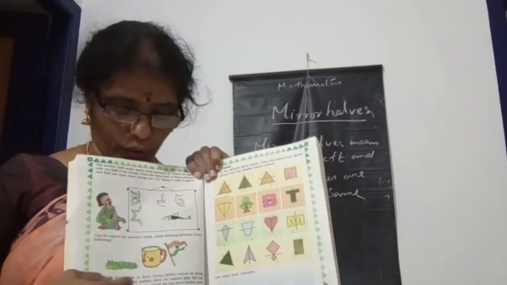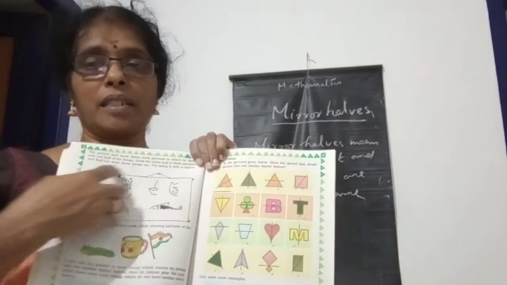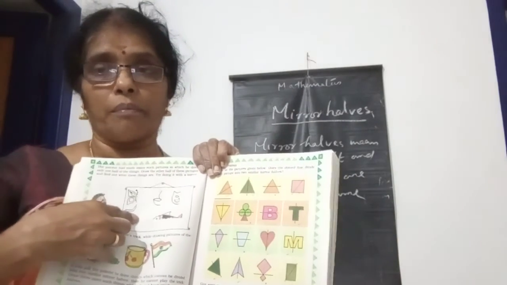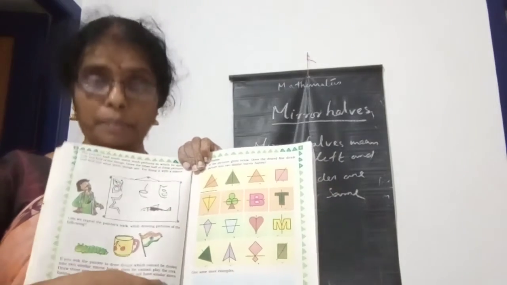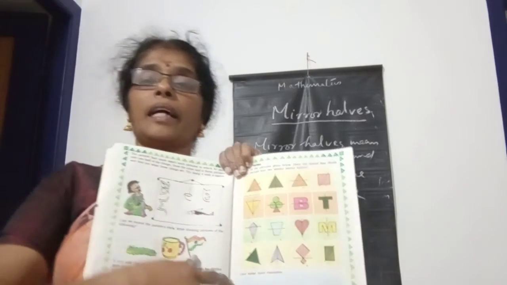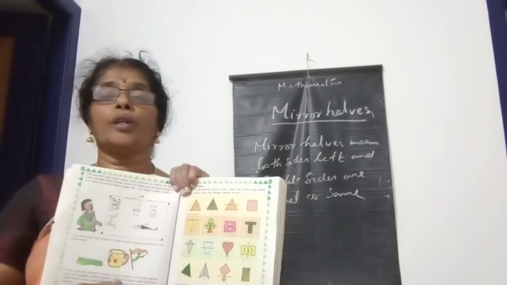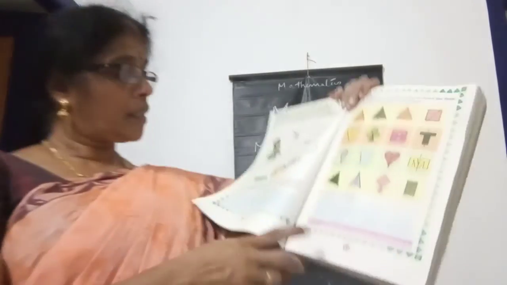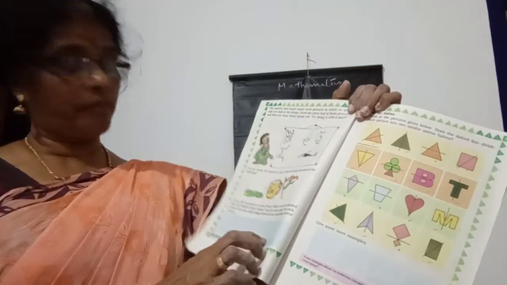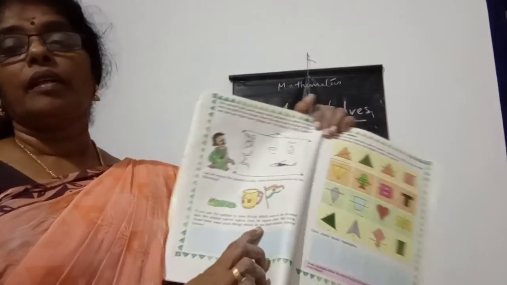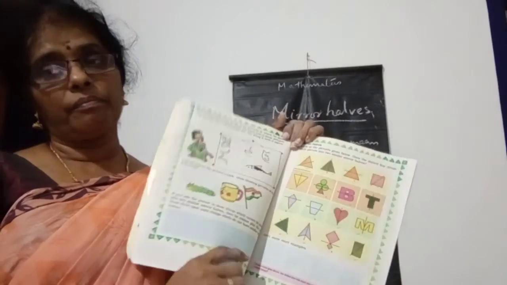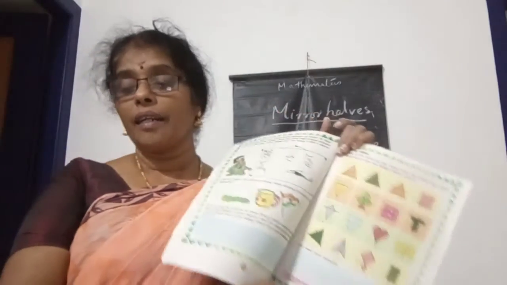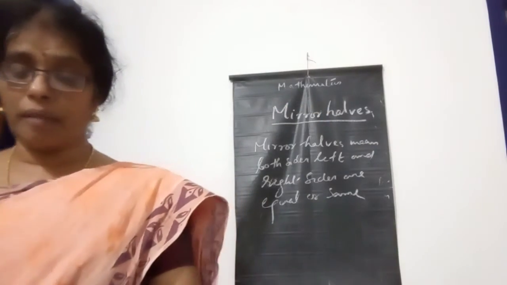So you have to draw here. You have to complete this picture. And here some space is already given. In that place you have to draw objects that are not mirror images. Some things that are not similar mirror images. Okay. That is your homework. Okay.